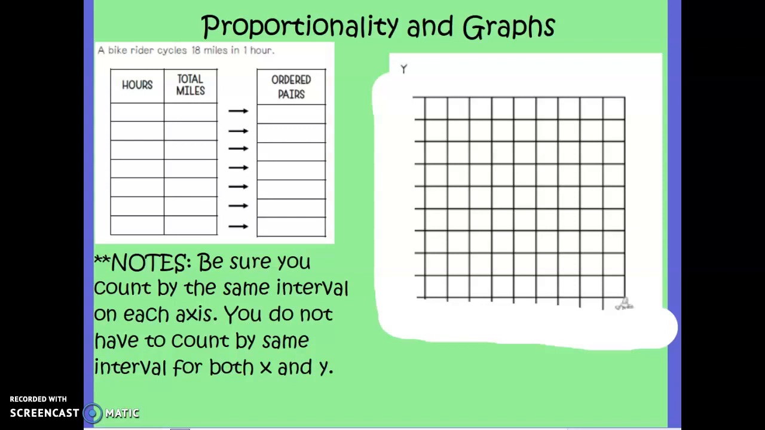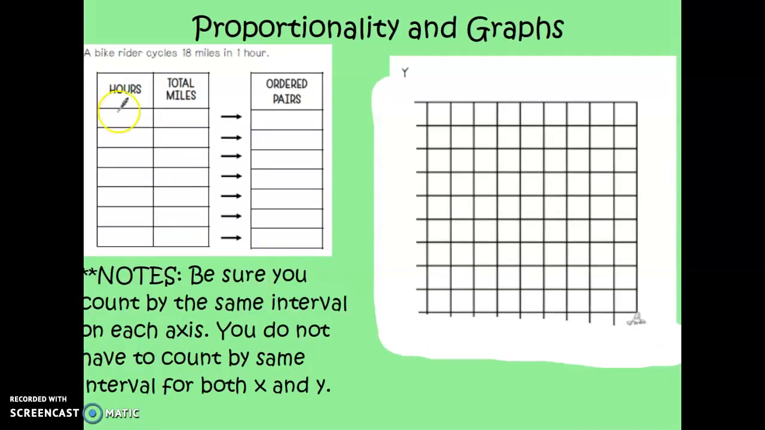Okay, I'm going to start and I'm just going to show my hours. I'm counting in intervals of 1. So I'm going to start with 1 hour, 2 hours, 3, 4, 5, 6, 7. And then we're going to find our total miles. In our problem, it says he travels 18 miles in 1 hour, so we'll put the 18 by the 1.